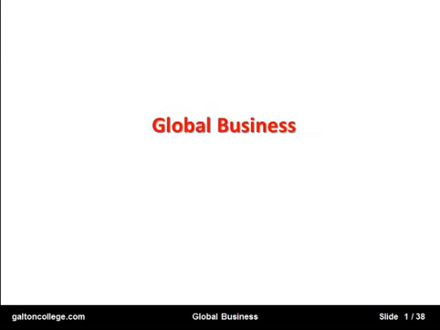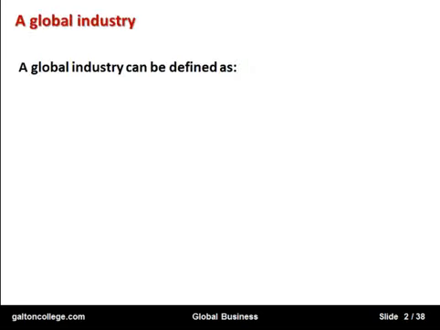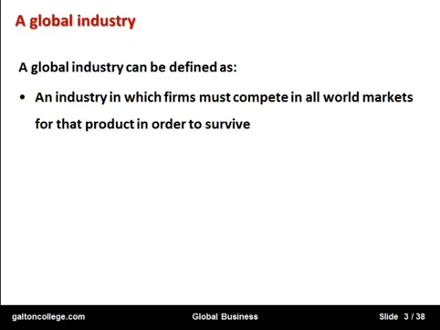In this video we will look at global business. A global industry can be defined as an industry in which firms must compete in all world markets for that product to survive. So it's a product that no single domestic market can have sufficient demand to enable the product to survive. It must operate on a global scale if it's going to survive.